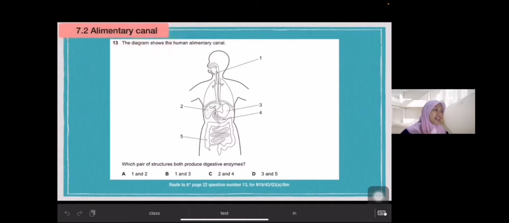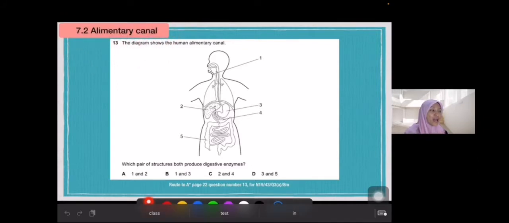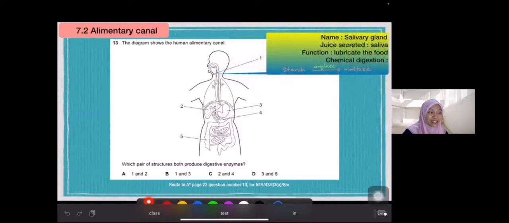Alright guys. This is 7.2 elementary canal. Bila kita nak label dia, okay, of course lah, kita cuba guna whatever yang dia tanya first. There is level 1, level 2, level 3, 4 and 5. So cari for 1, what is it? 2, what is it? 3, 4 and 5. So number 1 seems like it shows towards the salivary gland. And the juice secreted is saliva.